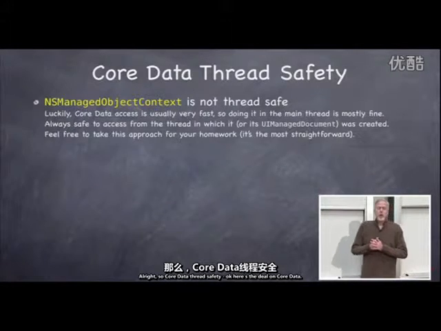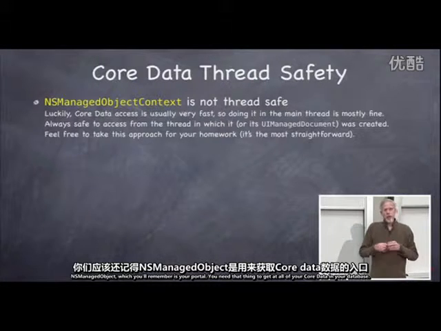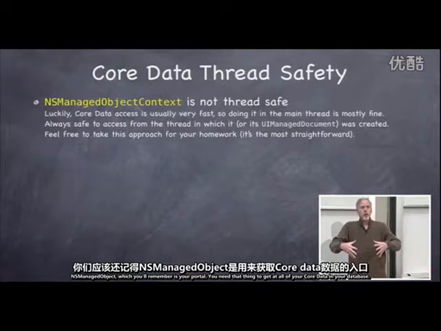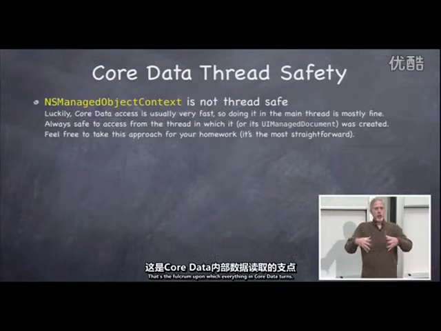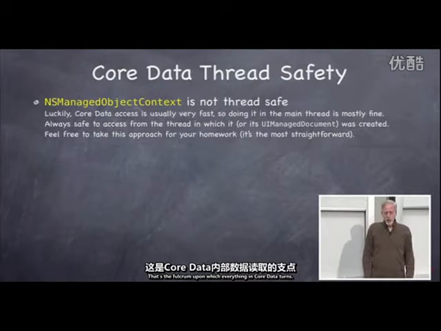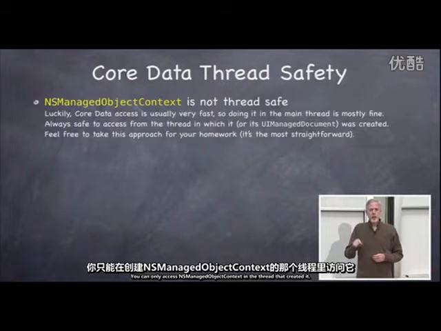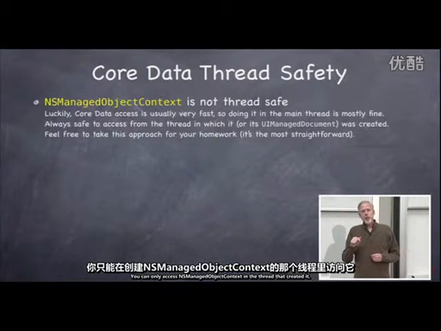All right, so core data thread safety. Okay, here's the deal on core data. NSManagedObjectContext, which you'll remember, is your portal. You need that thing to get at all your core data in your database. That's the fulcrum upon which everything in core data turns, and it is not thread safe. So you can only access an NSManagedObjectContext in the thread that created it.